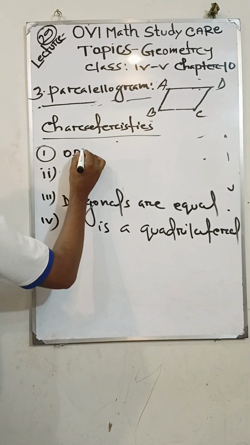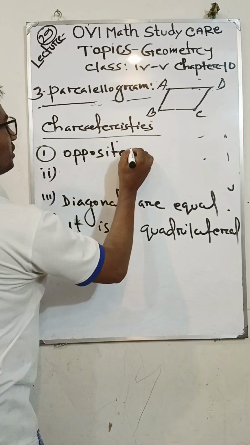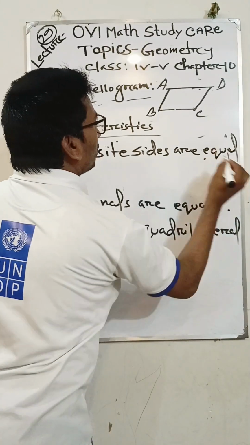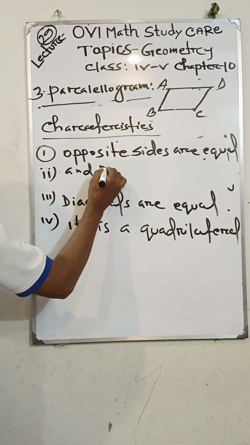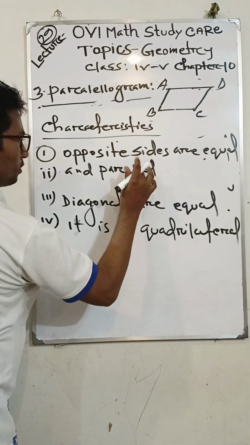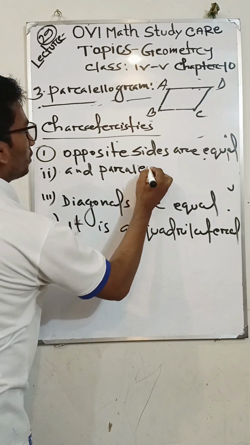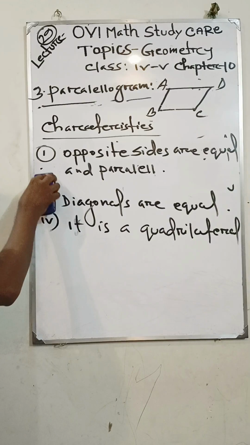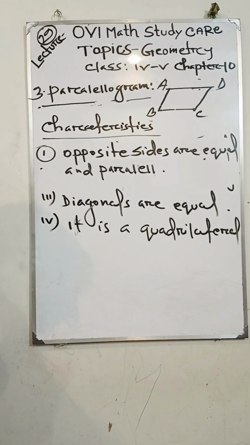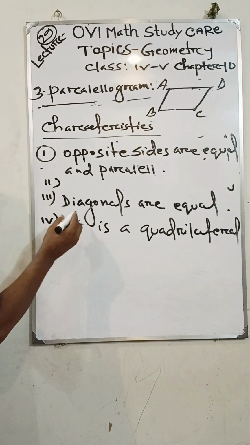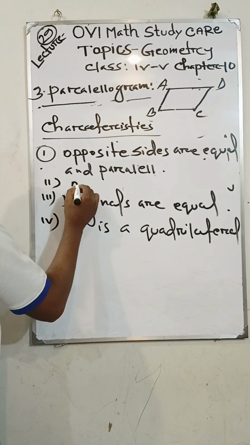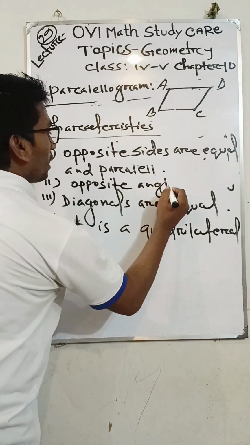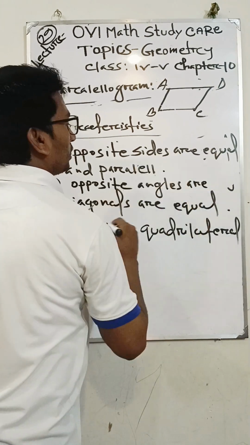Opposite sides are equal and parallel. Characteristic number 2, opposite angles are equal.